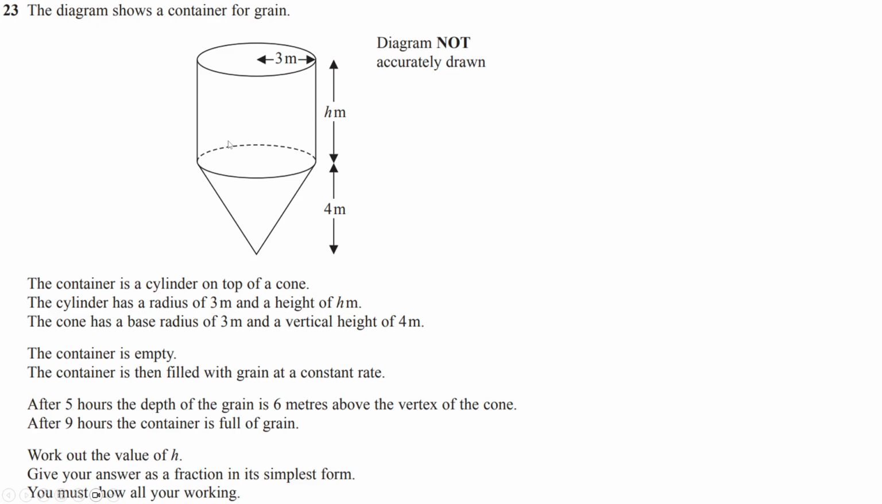We've got this shape here. We've got a cylinder and a cone under it, and we're told first of all it starts off empty, and then it's filled with grain at a constant rate.